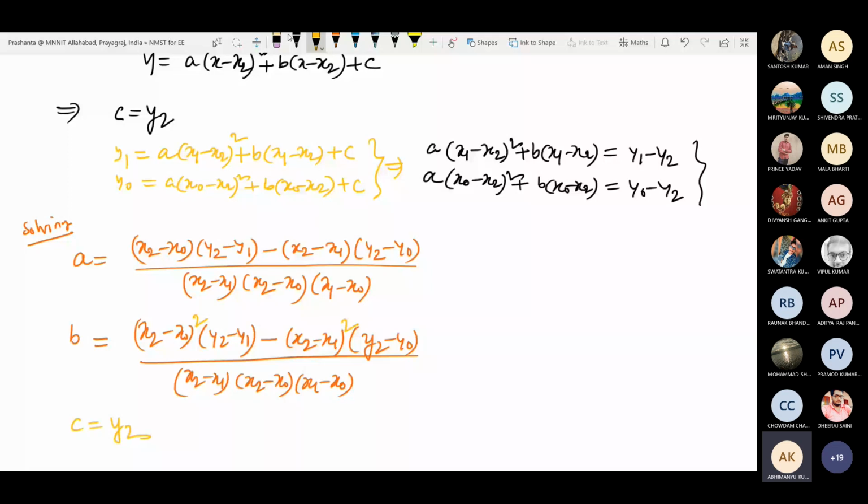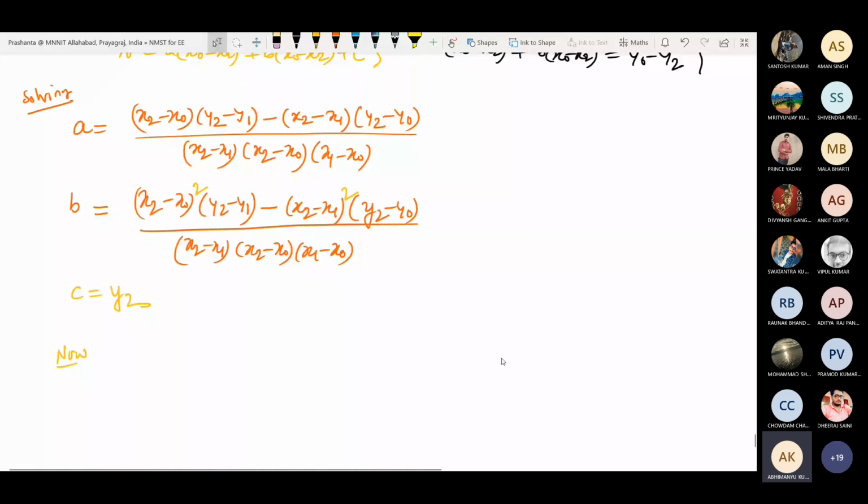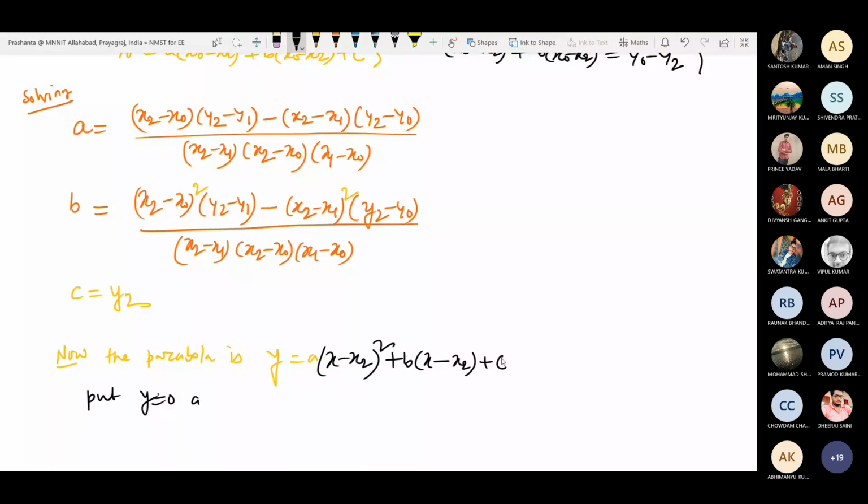So let us discuss the method now. Now the parabola is known to you. Now the parabola is y equals a into, not ax square plus bx plus c, but a into x minus x2, that is what we considered: a into x minus x2 whole square plus b into x minus x2 plus c. Now to find the next approximate root, what will you do? Put y equal to 0 and x equal to x3, because x2 is known to you.